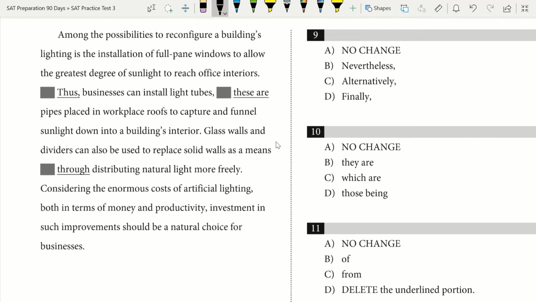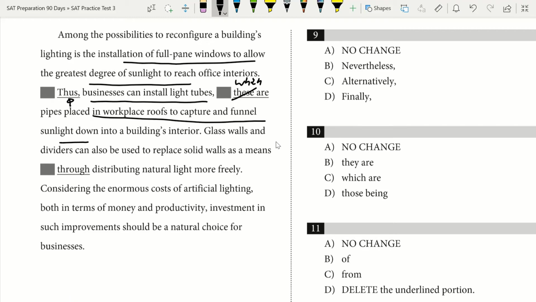We have among the possibilities to reconfigure a building's lighting is the installation of full pane windows to allow the greatest degree of sunlight to reach the office interiors. Okay, so we have businesses can install light tubes. Keep in mind I skip over this because I want to find out what my sentence is saying first. Okay, that should be comma, which are, not these are, pipes placed in workplaces to capture and funnel sunlight down into a building's interior. So correct answer there should be C for number 10.